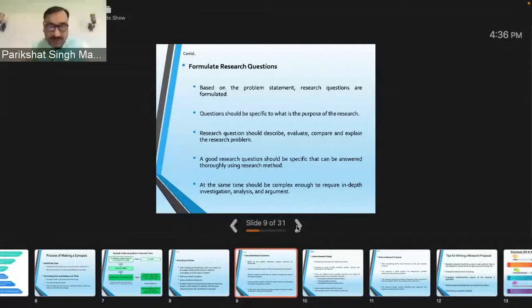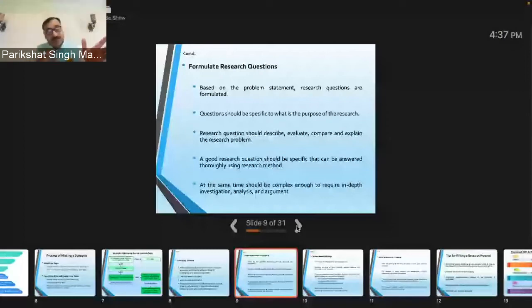So your research question has to be one which would actually show your stakeholders, or the people who are going to pass your synopsis, that it requires in-depth investigation, analysis, and argumentation, but it also is something which is doable, which can be done. So that is an important aspect, that it requires investigation, yes, but it is also doable.